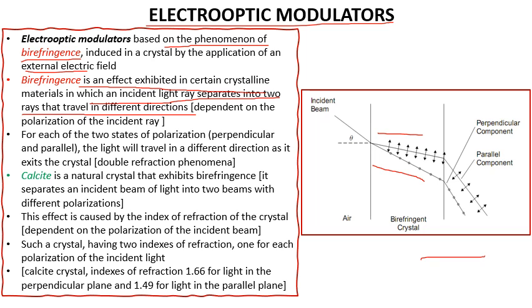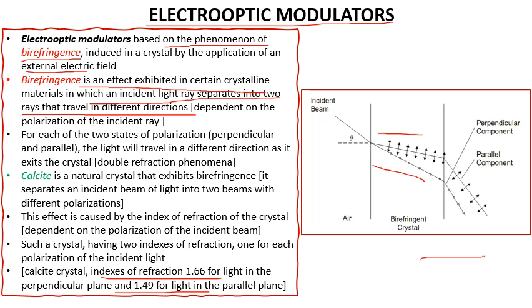In the case of calcite, you can see the index of refraction is 1.6 for light in a perpendicular plane and 1.49 for light in a parallel plane. If the refractive index is different, definitely the rays will travel a bit far from each other after passing through the crystal. In the normal case there is only one refracted ray, but in this case there are two refracted rays having different polarization. This is definitely a property of this naturally existing crystal, calcite.